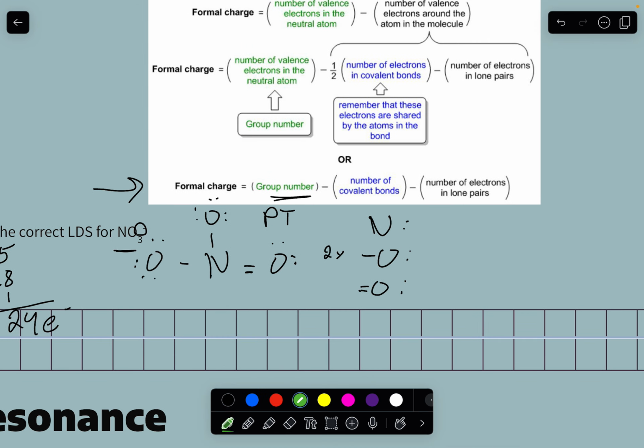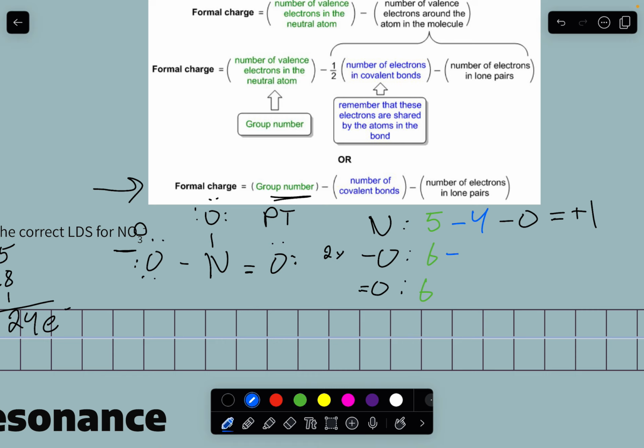So for nitrogen, our group number on the periodic table is going to be 5. That's how many valence electrons it has. The number of covalent bonds, right, on this nitrogen, we have 1, 2, 3, 4 bonds. So it's going to be minus 4. And the number of lone pair of electrons, we don't have anything on the nitrogen, so it's going to be 0 there. So nitrogen has a formal charge of positive 1 there. Okay, let's look at the single bonded oxygens. So for the single bonded oxygen, the group number is 6.